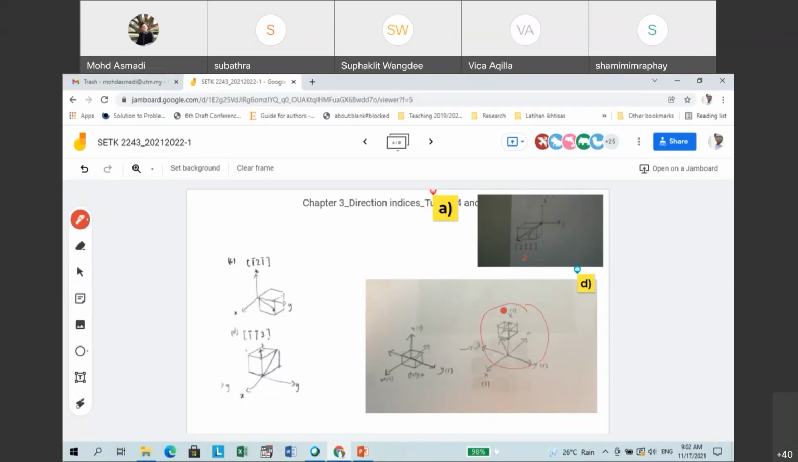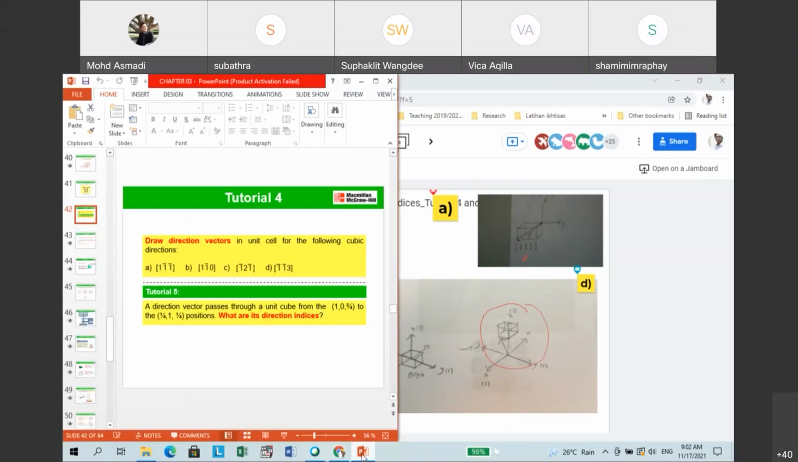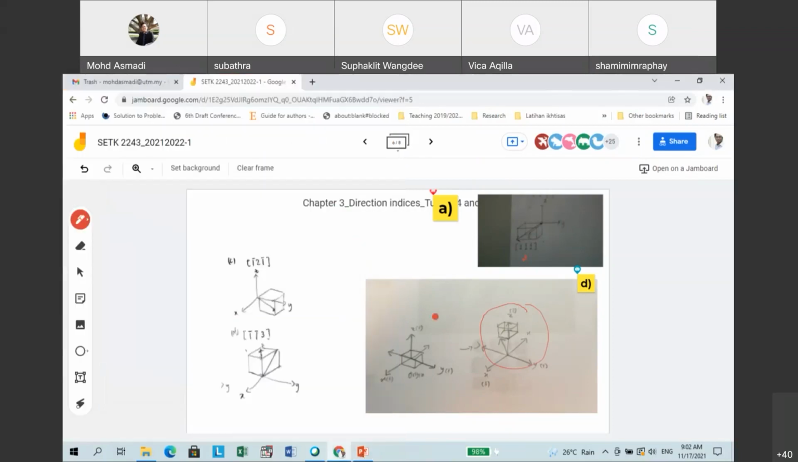Okay, for D, what is it? -1, -1, 3, right? So if you want to make it direction indices, you have to make it integer. But when you want to draw, you have to make it the smallest number. So this one you have to divide by 3. X equals -1 divided by 3, Y equals -1 divided by 3, Z equals 1, because all are divided by 3.